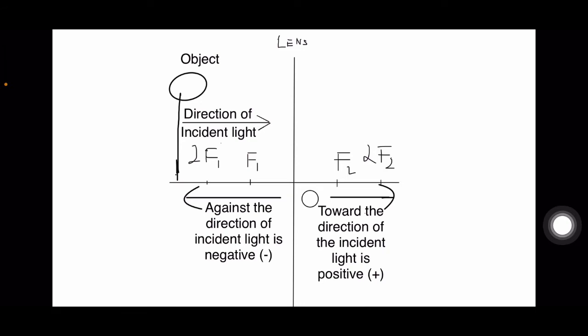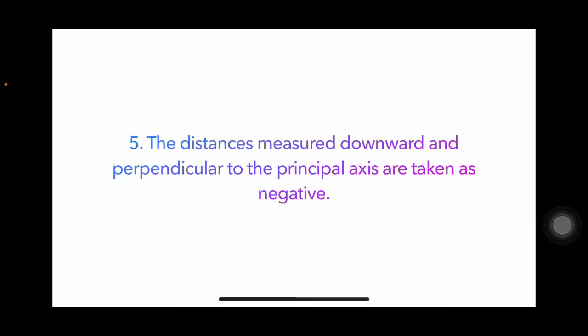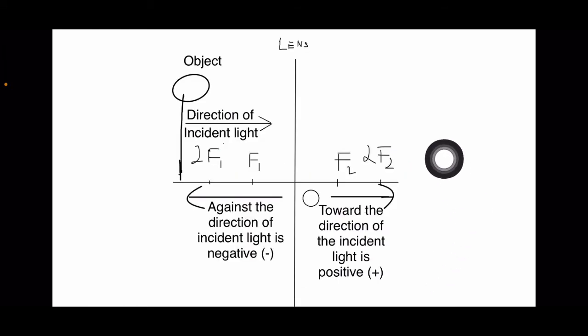And the next rule is that the distances measured downward and perpendicular to the principal axis are taken as negative. That means that this is again the principal axis, as you know by now. Anything that is measured from the optical center towards the downside and is perpendicular to the principal axis is considered as negative.